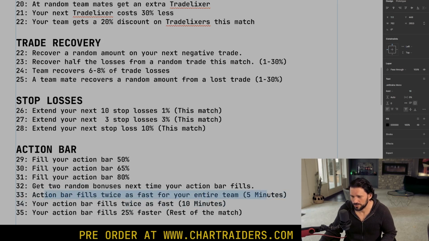Your action bar fills twice as fast, making it 200% refill rate. Sorry, I should have said 4. And then your action bar fills twice as fast for 10 minutes. So you might have 400% fill rate for 5 minutes and then 200% fill rate for 10 minutes.